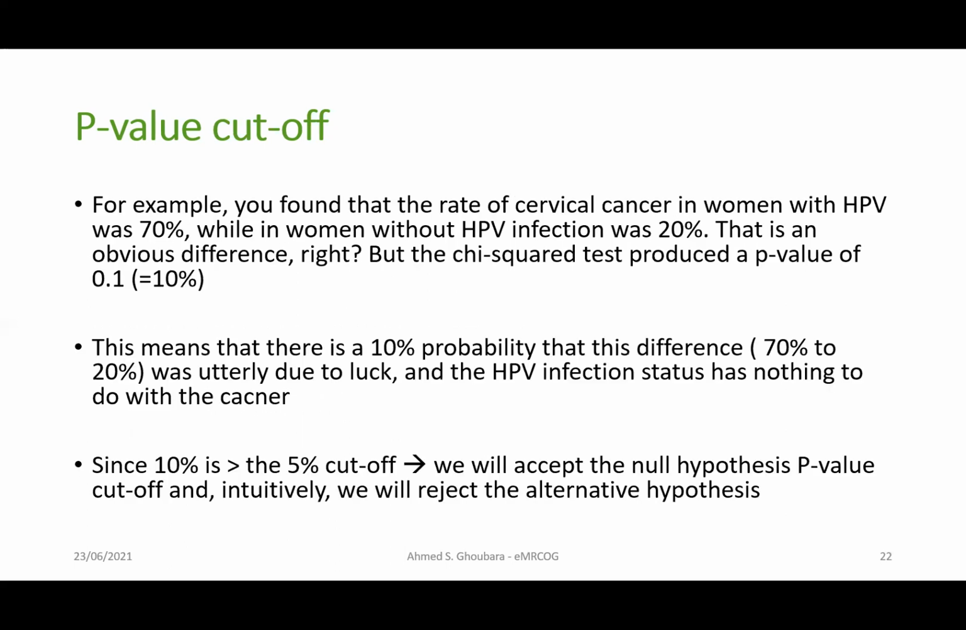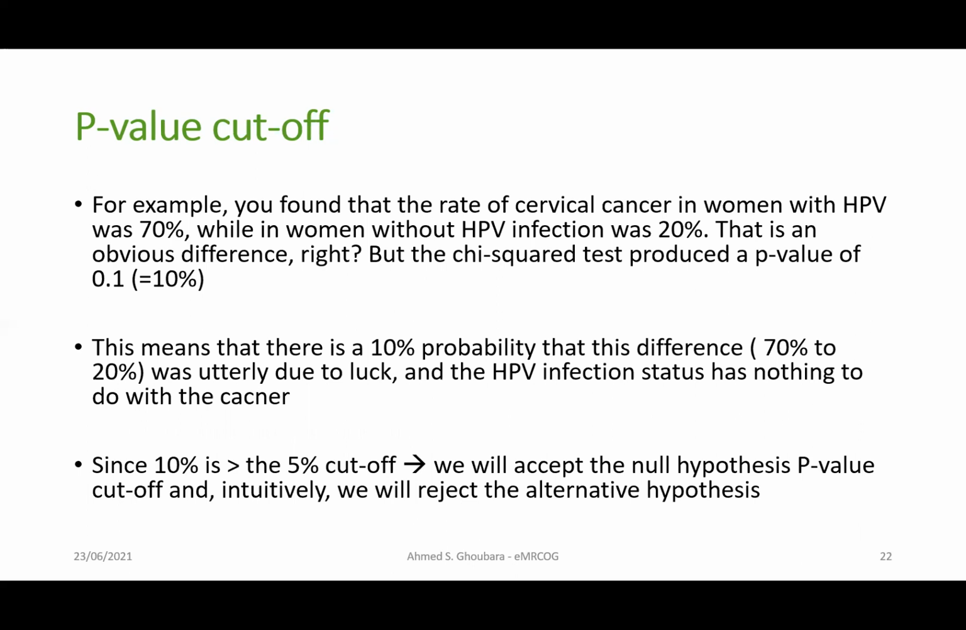So back to the real life example. If we found that the rate of cervical cancer in women with HPV was 70%, while in women without HPV infection it was 20%, so 70 to 20. As you can see, this is obvious, isn't it? Yeah, this is an obvious difference.